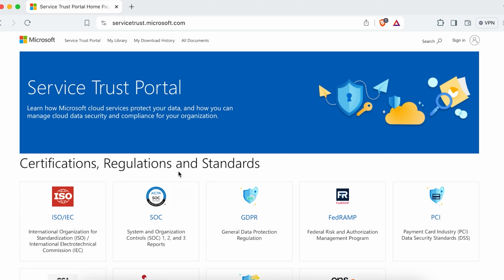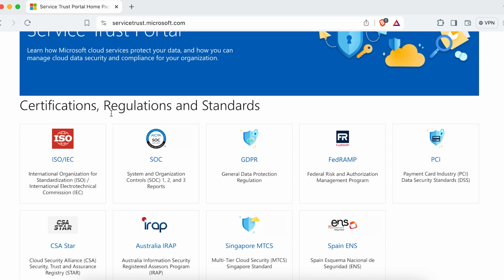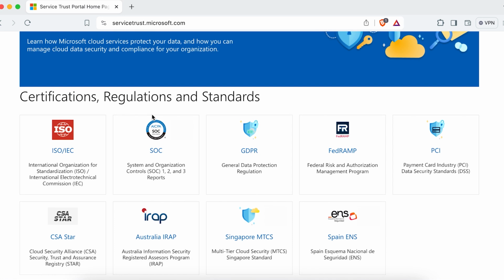So this is the Microsoft Service Trust portal. Here on the top, if you click on search, you can find any specific documents or information you like. Then here in the first section, you see certification, regulations, and standards. This is a part of the Service Trust portal which gives you information about the rules and standards that Microsoft follows to keep your data safe and compliant with the laws.